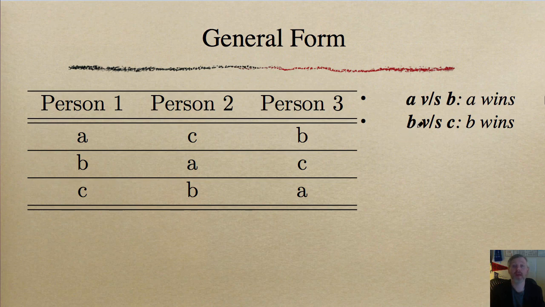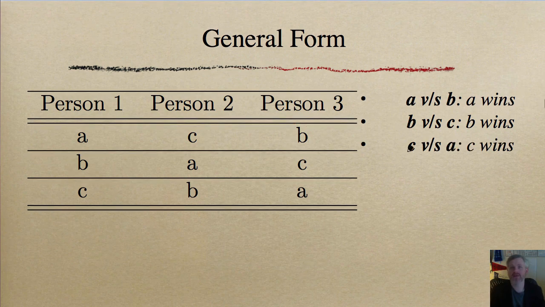What if I then run B versus C? Person 1 prefers B to C, person 2 prefers C to B, and person 3 prefers B to C. So B gets 2 votes, alternative C gets 1 vote, and B beats C. What about C versus A? Here person 1 prefers A to C, person 2 prefers C to A, and person 3 prefers C to A. So C wins. This is a Condorcet vote cycle.